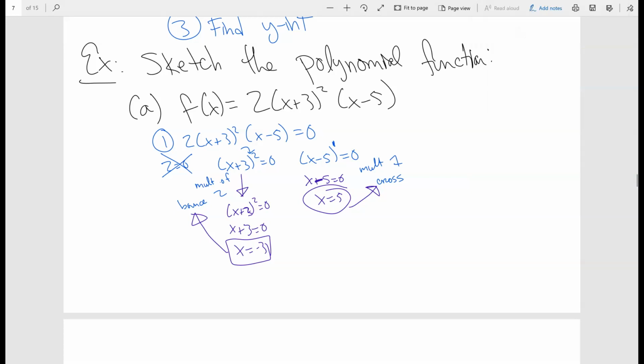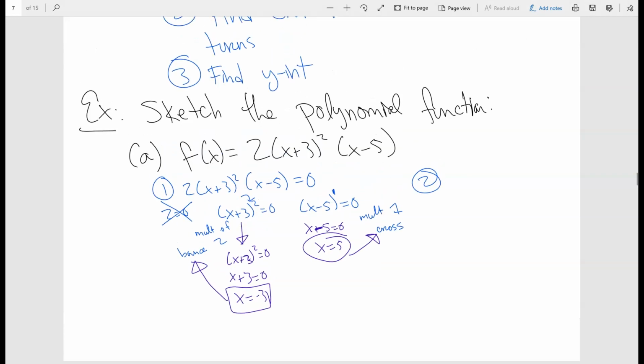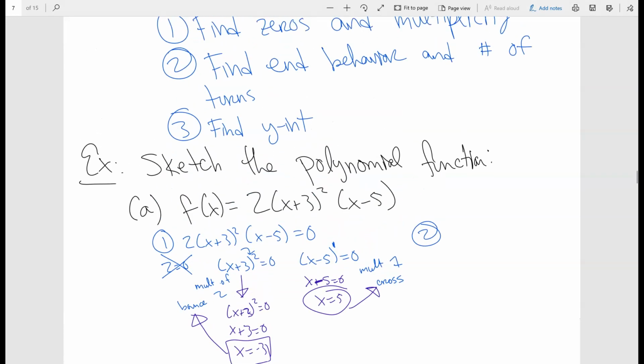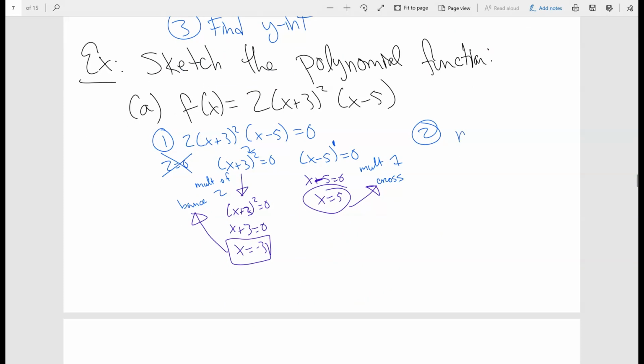All right, so now what would be the next step? If you look at the next step, I have to find the end behavior and the number of turns. The number of turns is going to be n minus 1. So let's look at what the degree is. Here you can see that it's squared. So when I FOIL this out, you're going to have an x squared, and then when I FOIL it with this one, you're going to have an x cubed. That means that the degree is 3, minus 1, which gives me 2. So the maximum number of turns is going to be 2.